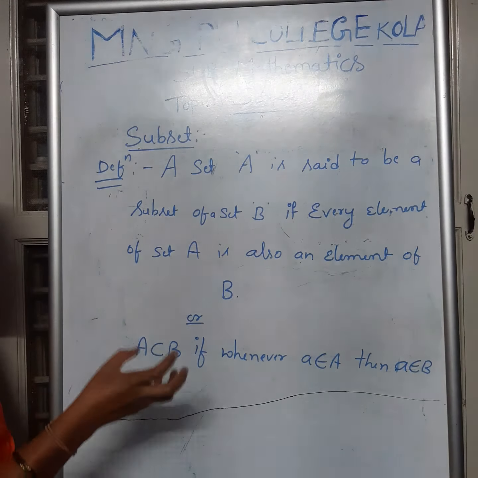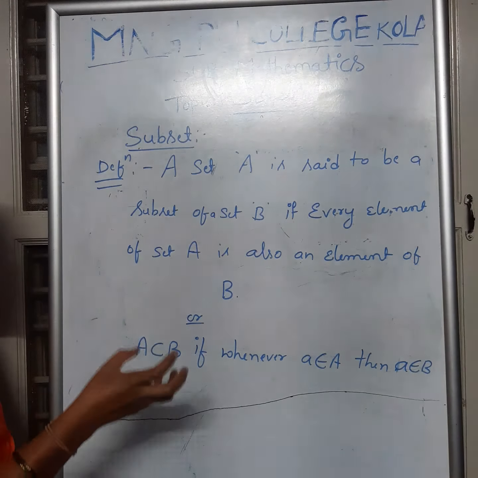Now you know the definition of this, right? I'll give one more example. What is the definition? Set A is said to be a subset of a set B if every element of set A is also an element of set B. So the elements that are in set A are in set B also.